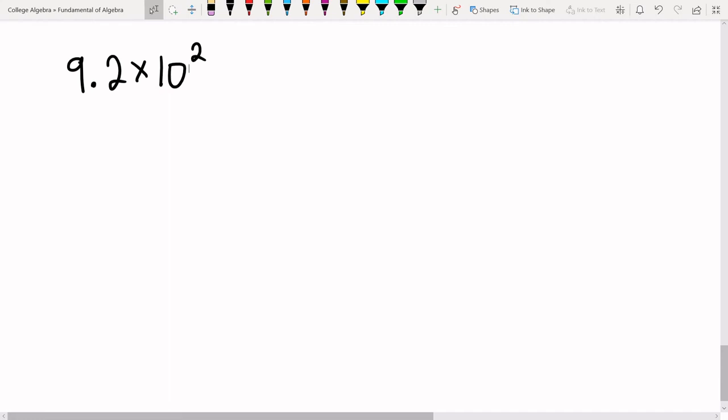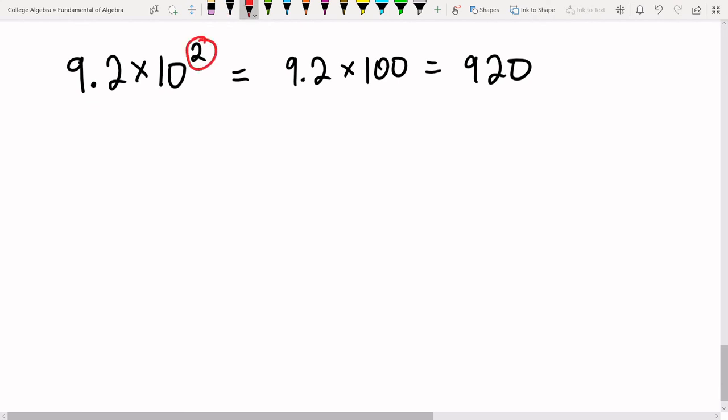And so let's write this number in decimal form. Well, 10 squared is just 100. So 9.2 times 10 squared is 9.2 times 100. So really we're just moving the decimal point over 2 spaces. We get 920. When you have a positive exponent here, we're going to move the decimal that many spaces. If it's negative, we're going to go the other way. Okay, let's look at another one. Negative 8.17. Oops.